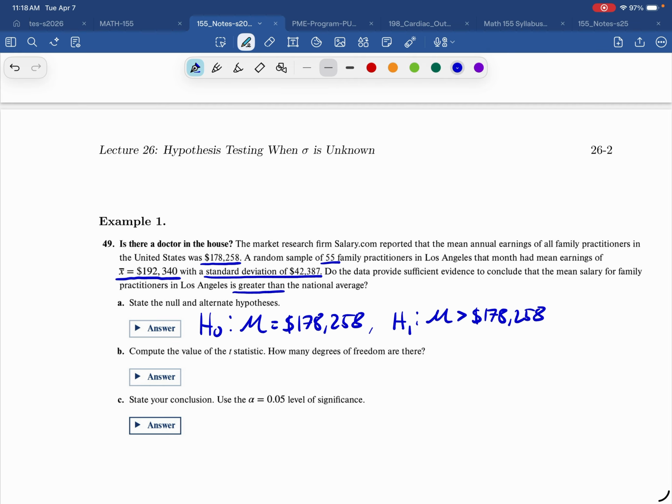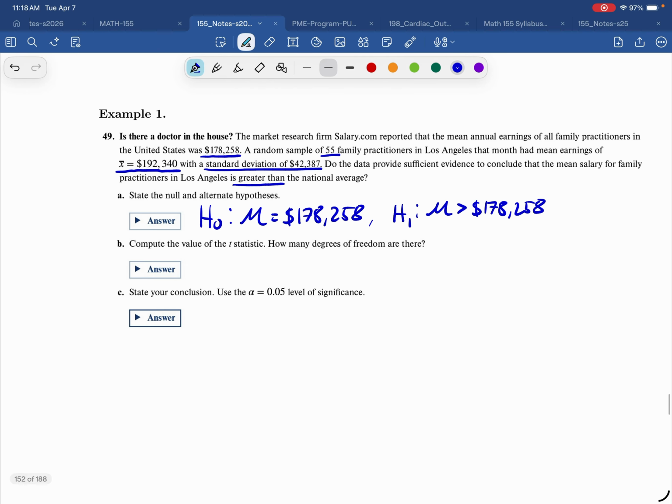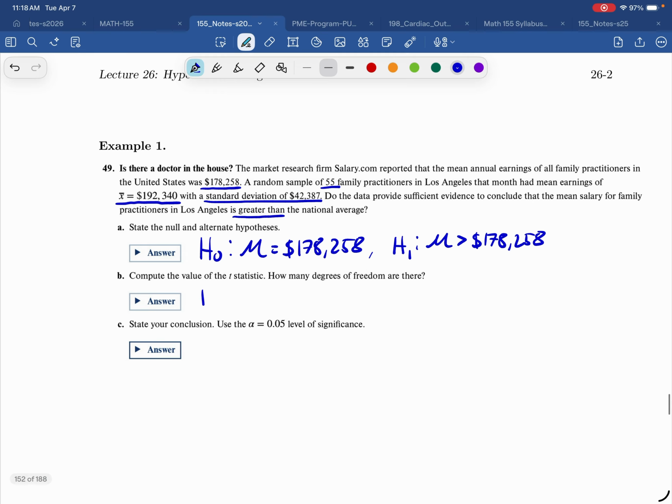Okay, there are our hypotheses. Now we compute the value of our t-statistic. How many degrees of freedom are there? Well, let's do the easy part first. Degrees of freedom equals n minus 1. So we're done with that.